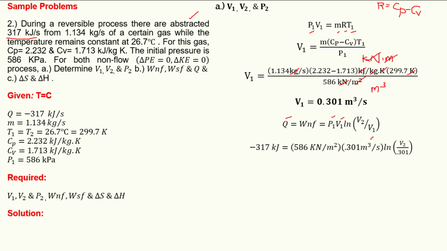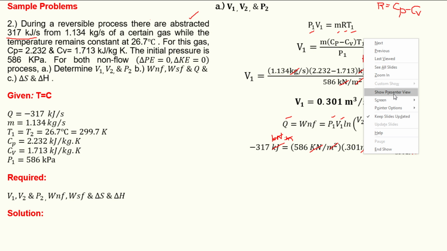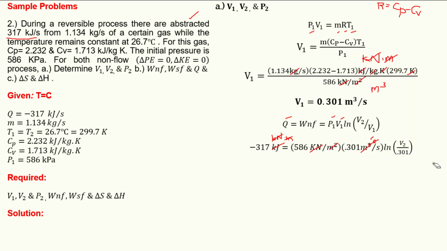So, by cancellation of units, ang matitira na lang dyan, kilojoules, pwede mong i-write as kilonewton meter, di ba? So, cancel yung kilonewton. Okay? Etong meter, cancel din yan. Dito, magiging dalawa na lang, then cancel. Then ito, 0.301 cubic meters ay cancel na pala dito. Per second. So, dito mo makukuha yung units ng ating V2. Therefore, V2 is equal to 0.0499 cubic meters per second. Okay?